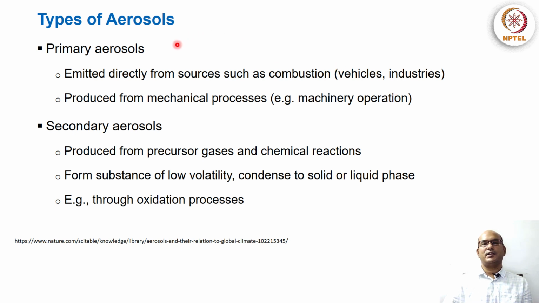Now what are the different types of aerosols? First is primary aerosols. These are primary, which means they are emitted directly from the sources. These sources are, for example, combustion sources. So these are vehicles and different industries, different manufacturing plants or power plants. Anything that leads to combustion of, for example, fossil fuels would be a primary aerosol.